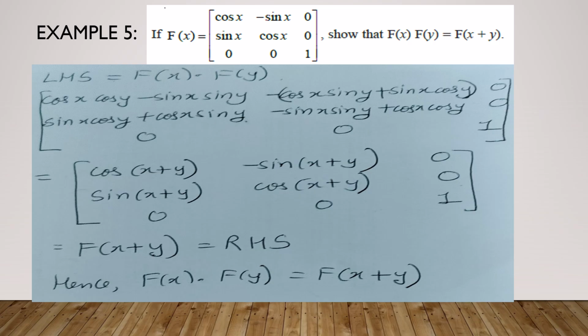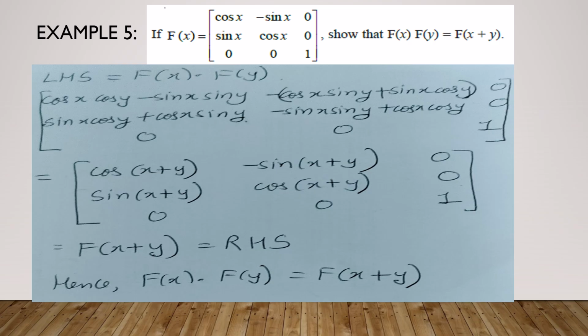Example 5. If f of x, that means you have a matrix which is written in the form of a function: cos x, minus sin x, 0, sin x, cos x, 0, 0, 0, 1. This is the matrix for f of x. You have to show that f of x into f of y is equal to f of x plus y. So again you start with the left hand side. Now see, f of x is given over here. What will be f of y? It will be cos y, minus sin y, 0, sin y, cos y, 0, 0, 0, 1. So just multiply the terms.